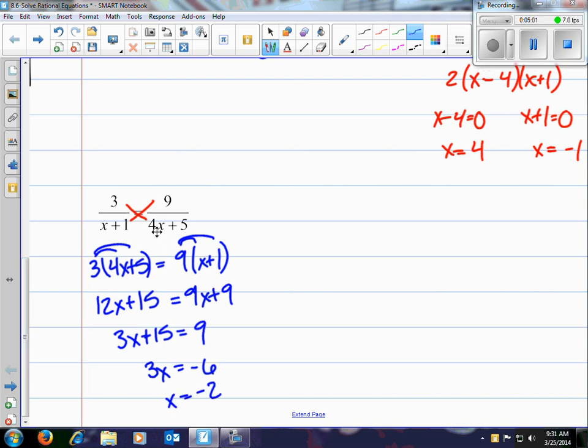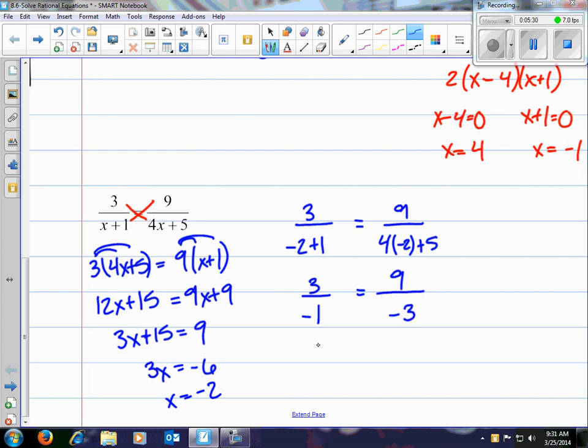Now I plug this back up in here, so I have 3 over negative 2 plus 1 equals 9 over 4 times negative 2 plus 5. So I have 3, and negative 2 plus 1 is just negative 1. So I have negative 3 right here equals 9 over negative 8 plus 5, which is also negative 3. So this is negative 3 equals negative 3, and that would be correct.